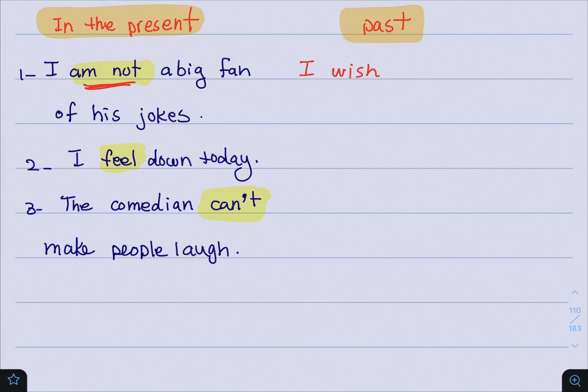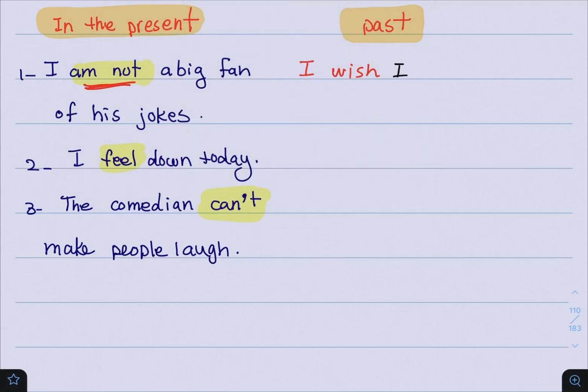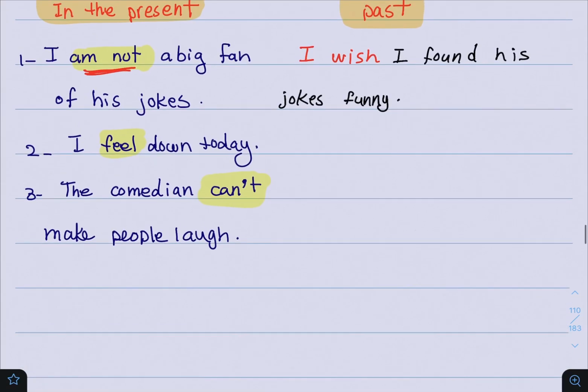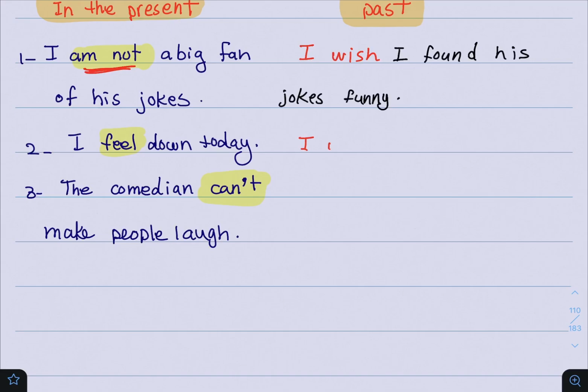So I wish, okay, now this one is negative, so we are gonna wish for the opposite of it, so it will be affirmative وطبعا راح تتحول إلى الpast. So I wish I found, for example, his jokes funny, and full stop.